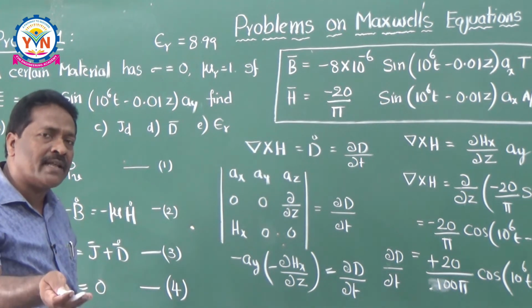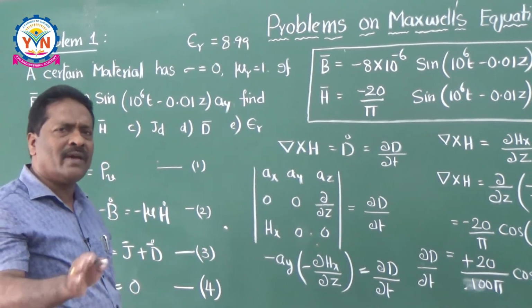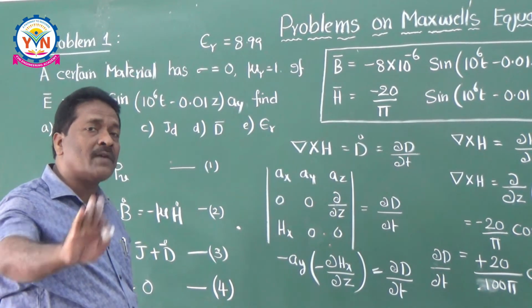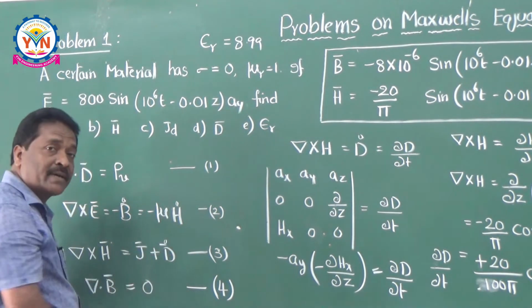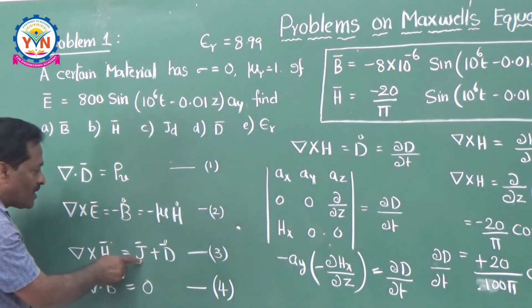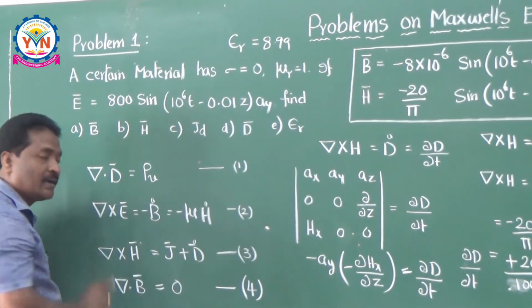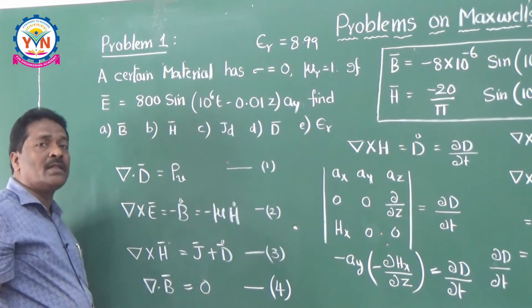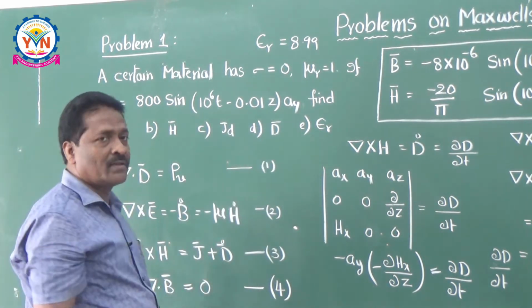Why is it called perfect dielectric? Sigma is equal to 0. It is a lossless medium. Very simple, friends. Most of the problems will be solved by using either the second or third equation, because these equations give the relation between electric field and magnetic field. This way you have to do all the problems whenever the problems are given in Maxwell's equations.